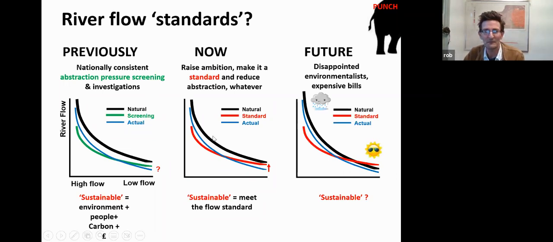Now, I think the risk is we're setting ourselves up for a future where a lot of the groundwater abstraction reductions may not deliver the low flow benefits that are perhaps anticipated, or the associated ecological, biodiversity benefits as well. So I think that might be disappointing to people.